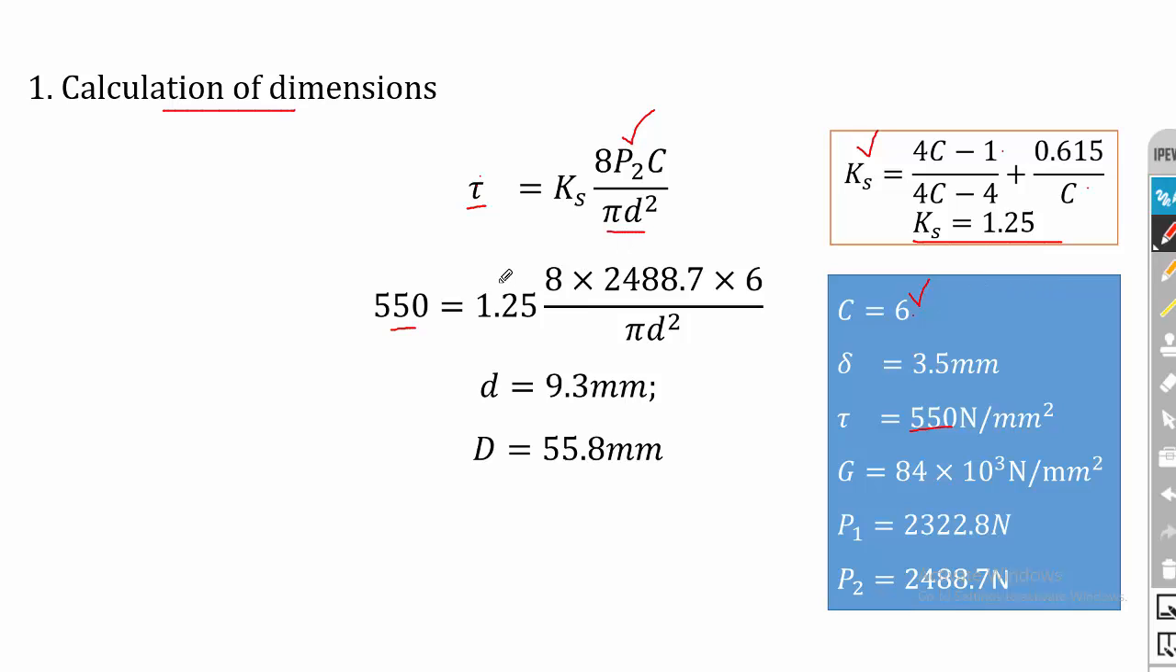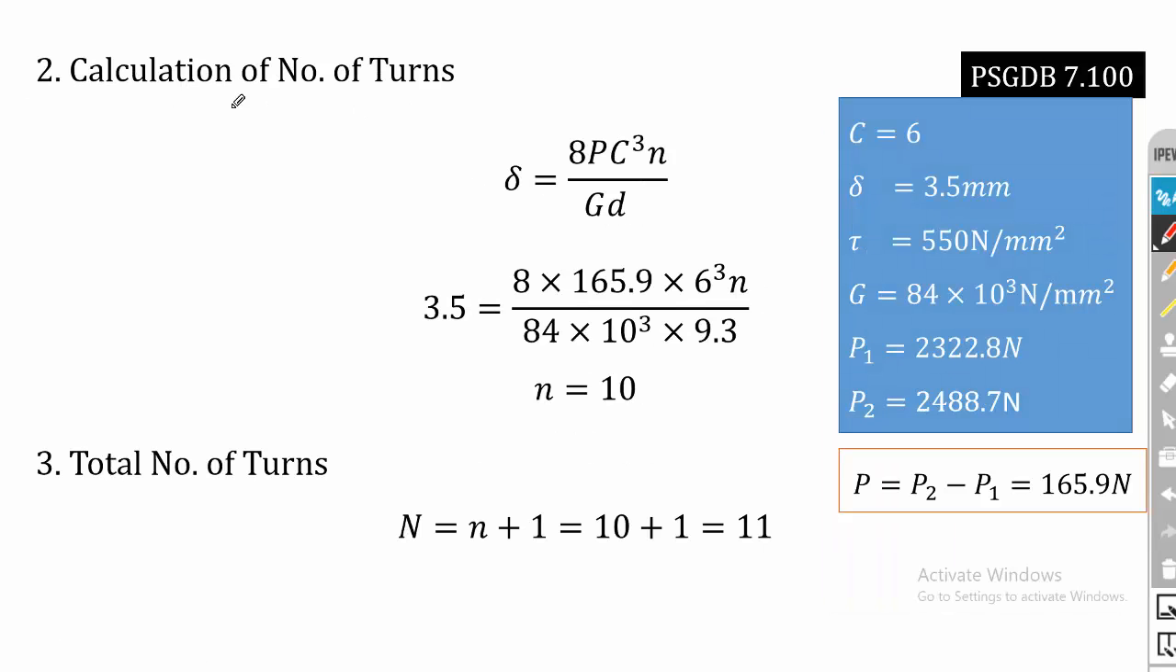So now you can substitute the value of Ks here, and C and the maximum load. By solving this equation, you will get the diameter of the spring, that is wire diameter, as 9.3 mm. After calculating the wire diameter, you can substitute the wire diameter in the C equation, that is C is equal to capital D by small d, so that you will get the coil diameter D is equal to 55.8 mm.